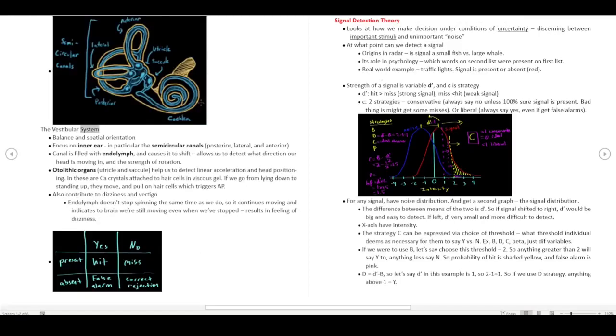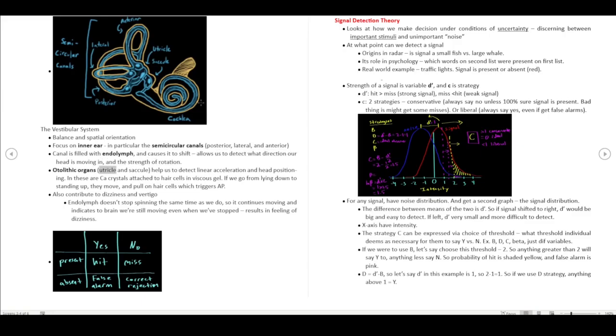The vestibular system: balance and spatial orientation. Focus on inner ear, in particular the semicircular canals: posterior, lateral, and anterior. The canal is filled with endolymph, and its shifting allows us to detect what direction our head is moving in, and the strength of rotation.